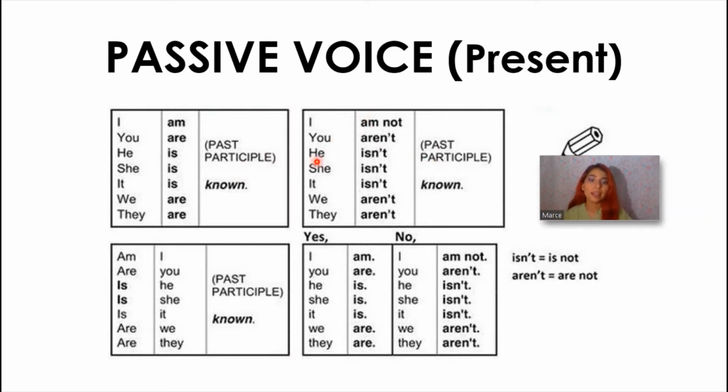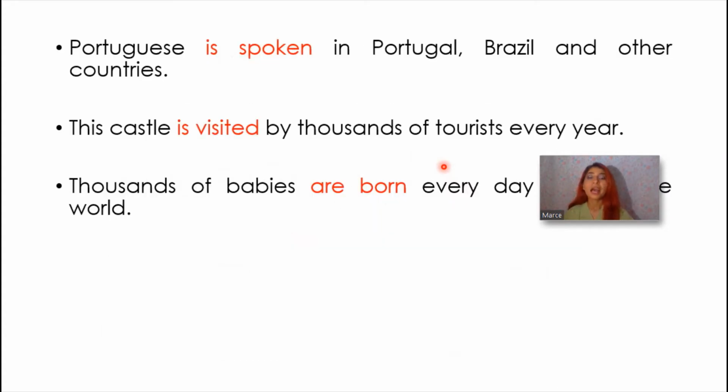Okay, now we have the negative form: subject, verb to be, and not. Then the past participle verb. I have some examples to show you. Portuguese is spoken in Portugal, Brazil, and other countries. Okay, what is the subject here? Portuguese, remember? And what's the verb to be? Is. And the main verb, the past participle verb, is spoken. The rest of the sentence, in Portugal, Brazil, and other countries, is the complement of the sentence.